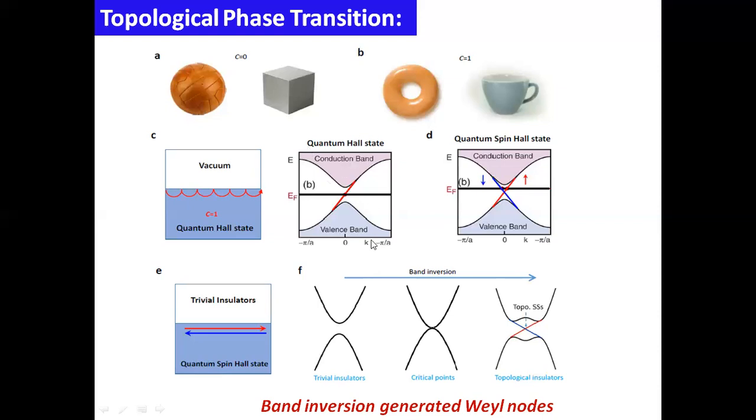Now coming back to our conventional band insulator, the classification of materials has happened based on the band topology, the band theory of the solid. And these are parabolic bands, the valence band and the conduction band. And now this A state will come, and this A state is actually coming from this skipping orbit.